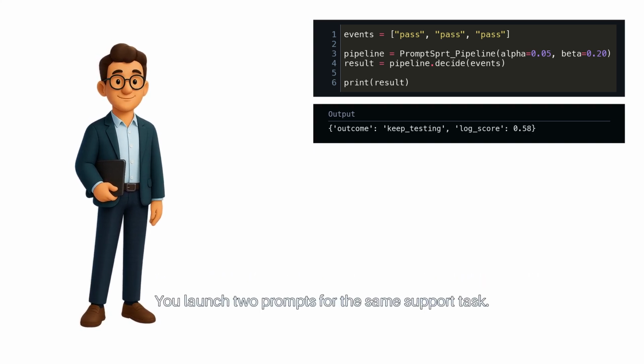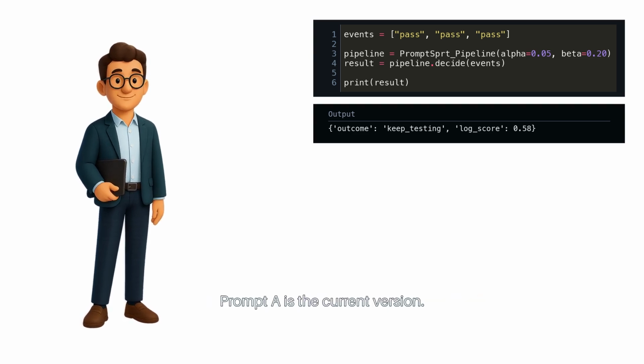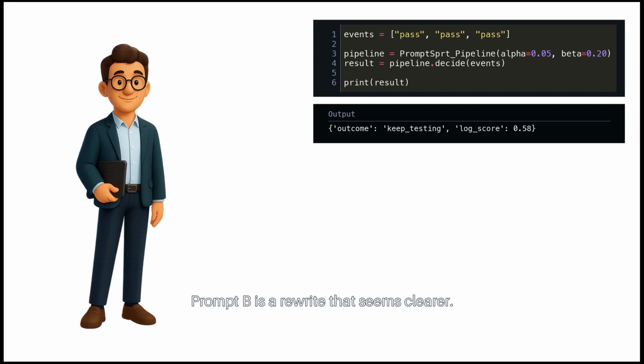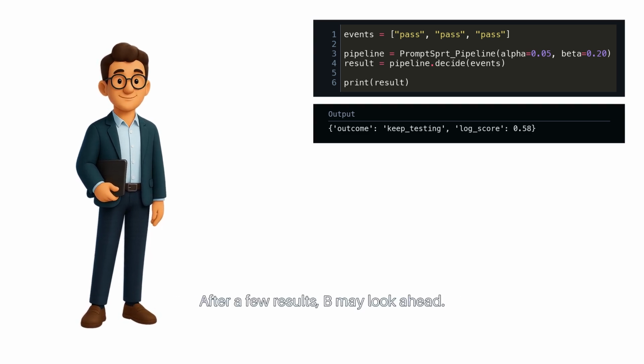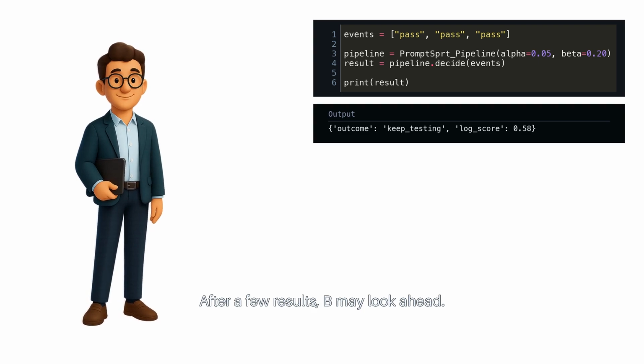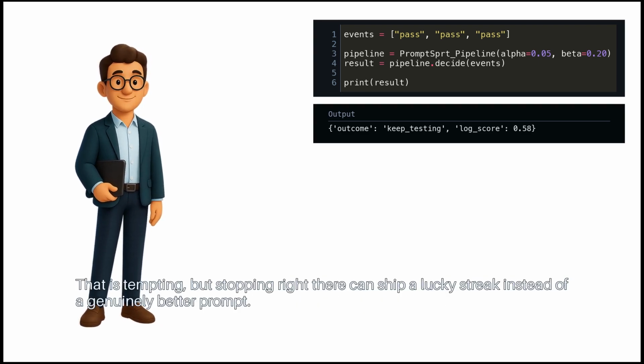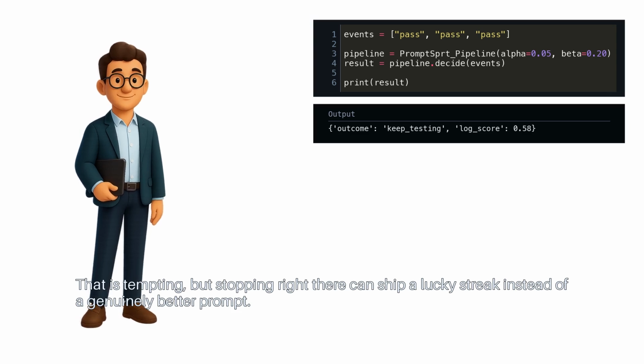You launch 2 prompts for the same support task. Prompt A is the current version. Prompt B is a rewrite that seems clearer. Each response gets a pass or fail label from an evaluator. After a few results, B may look ahead. That is tempting, but stopping right there can ship a lucky streak instead of a genuinely better prompt.